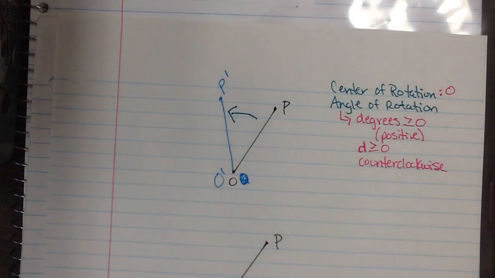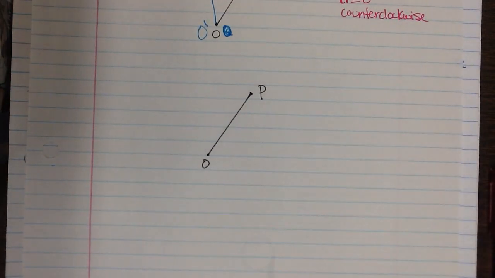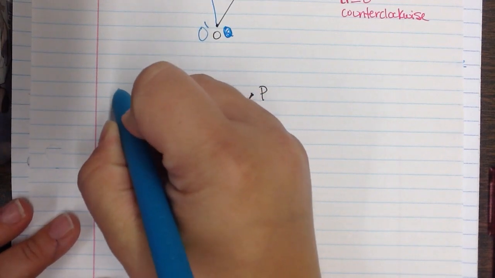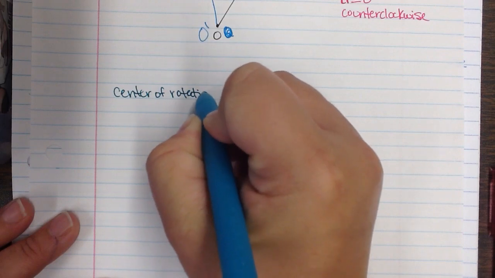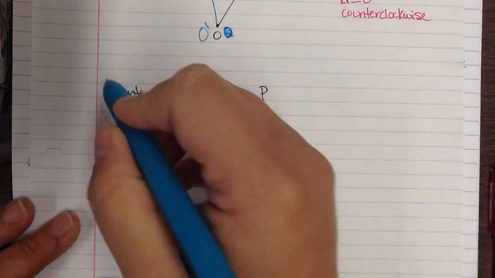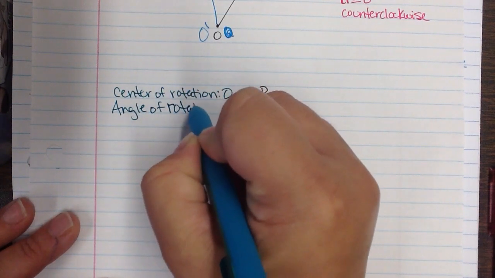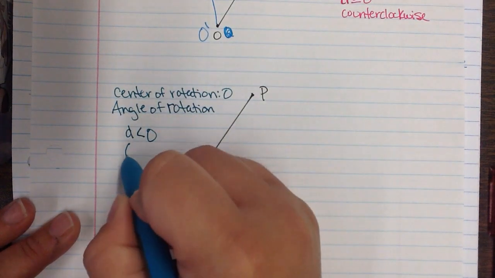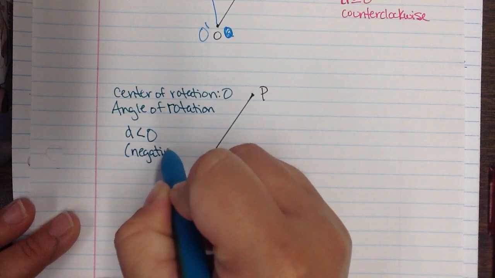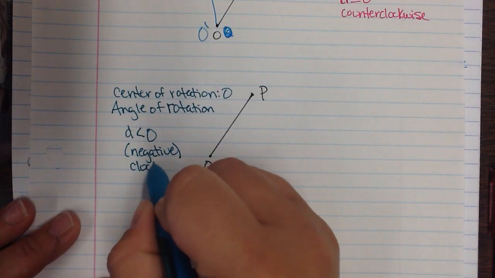Okay, now we're going to do the same thing for this example, except this time our center of rotation, I'm going to write this over here, is still going to be O, and our angle of rotation is going to be D is less than 0. So that's going to be a negative degree. Okay, and we're going to go clockwise.